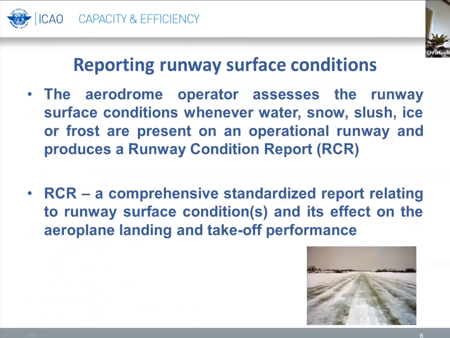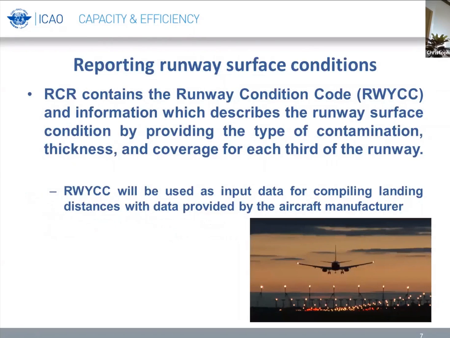So when reporting runway surface conditions, the aerodrome operator assesses the runway surface conditions whenever water, snow, slush, ice, or frost are present on an operational runway. And the aerodrome operator produces a runway condition report, called the RCR. The RCR is a comprehensive standardized report relating to the runway surface conditions and their effect on aeroplane landing and takeoff performance. The RCR contains the runway condition code, which maybe you're familiar with by now, and information which describes the runway surface condition by providing the type of contamination, thickness, and coverage for each third of the runway. The runway condition code will be used as input data for compiling landing distances with data provided by the aircraft manufacturer.